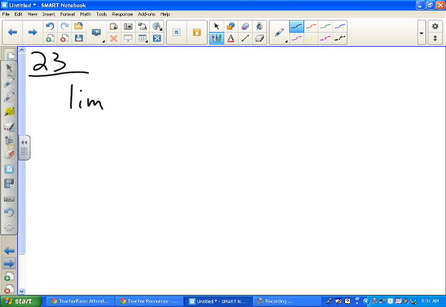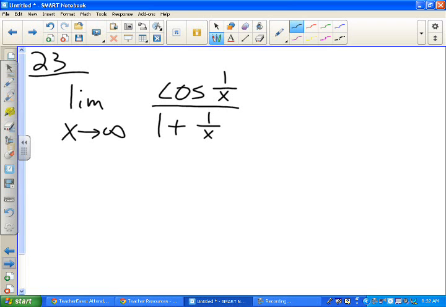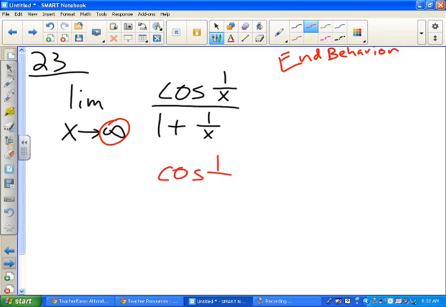For problem number 23, it's easier than it looks. We're asked to take the limit as x approaches 0 of the following function: cosine of 1 over x, all over 1 plus 1 over x. Well, remember that if I take a piece of pizza and I slice it into infinitely many slices, I'm going to have basically a 0 size slice. In other words, it's going to get very small. So when I think of 1 over infinity, it's really equal to 0.